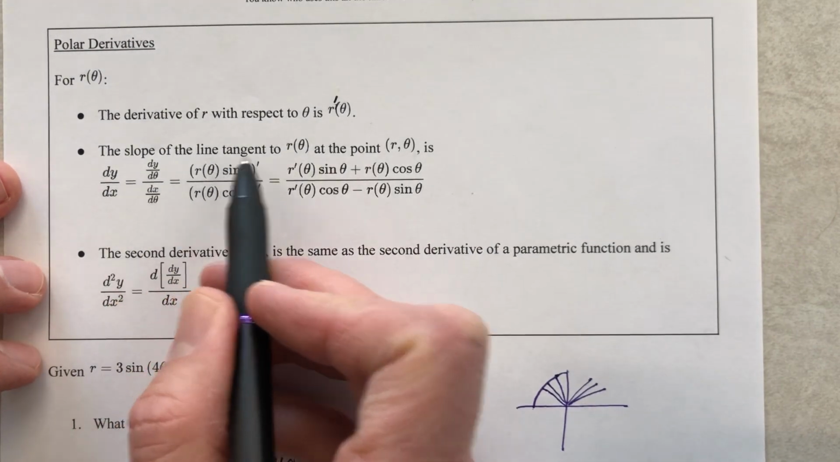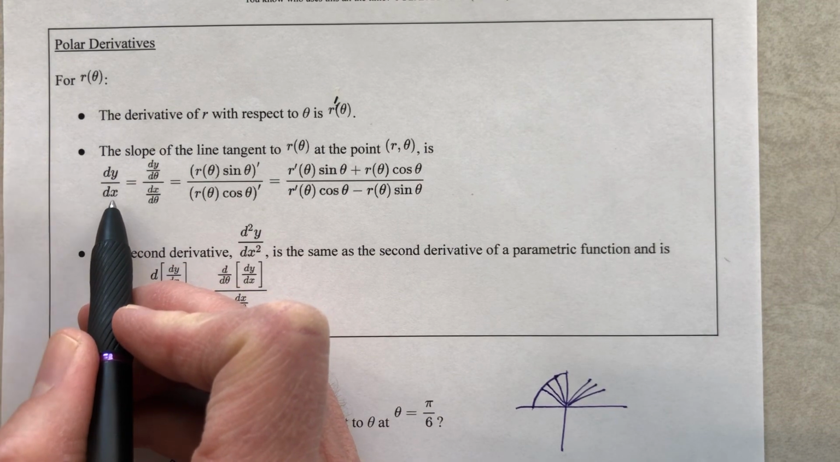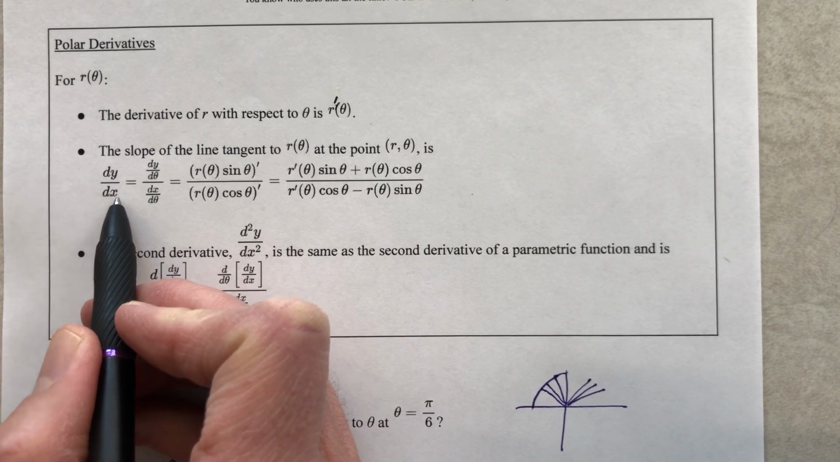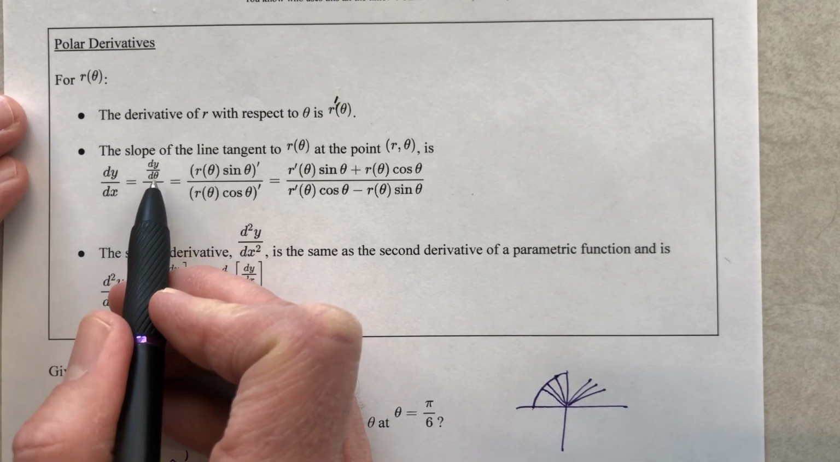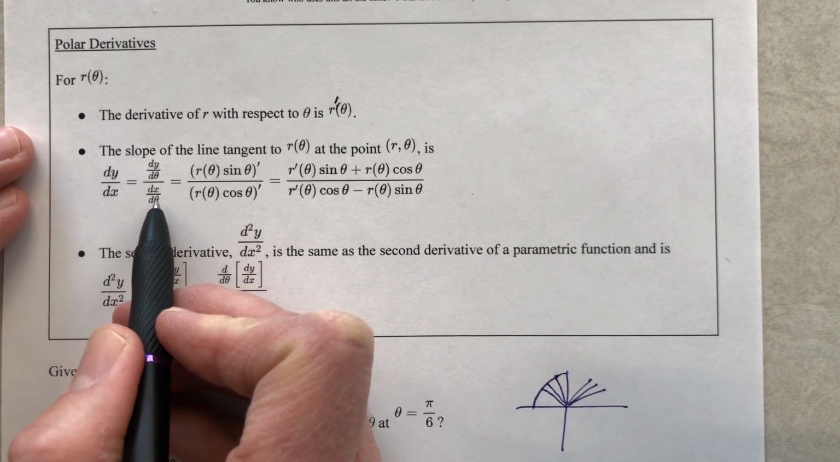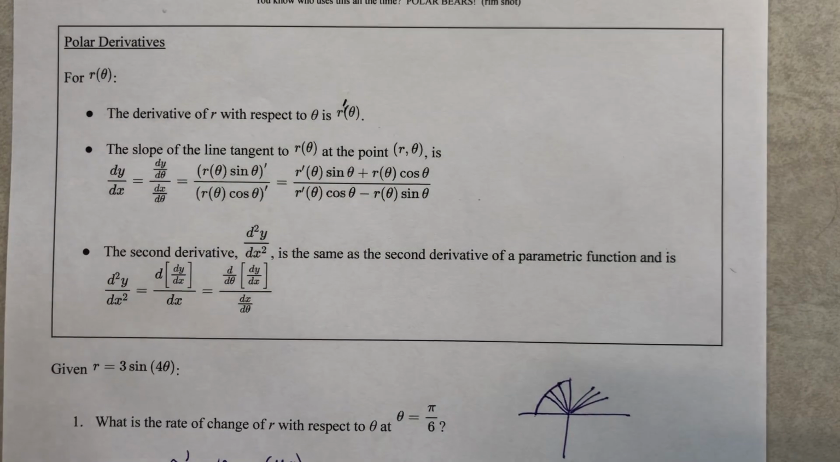Here we go. The slope of a line tangent to r of theta at some point is the derivative of y divided by the derivative of x. Okay, this is really going to start looking parametric. You've seen this. That would be dy dt over dx dt, right? Parametric, you with me?